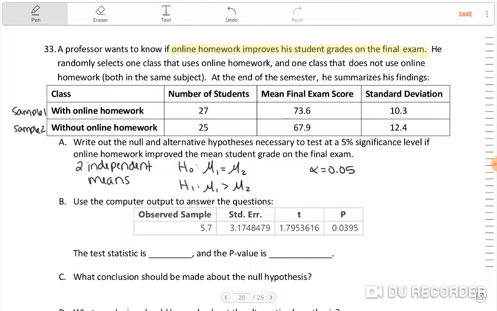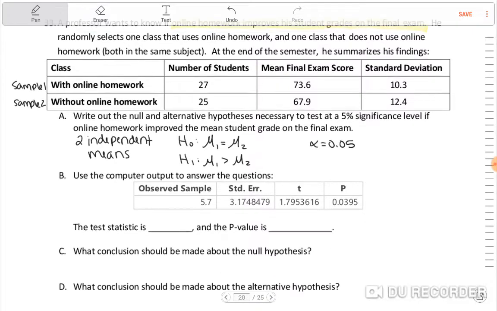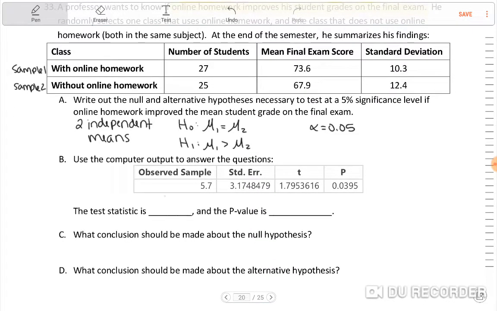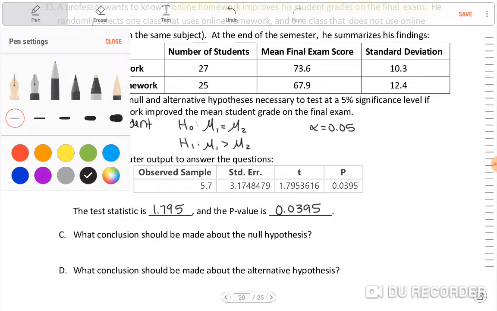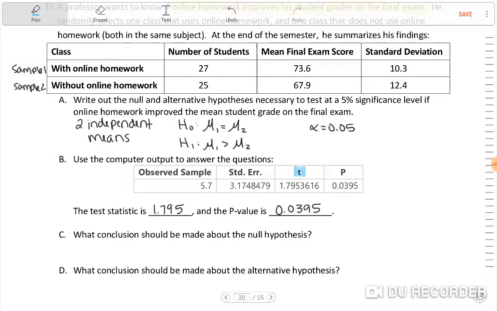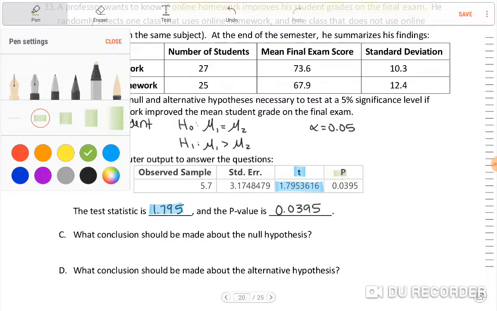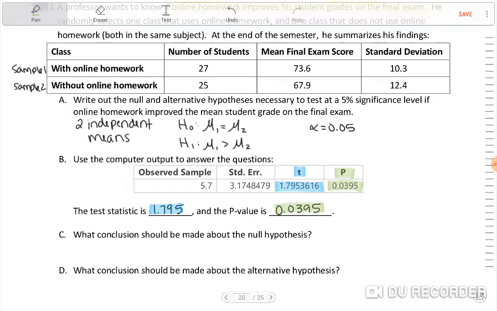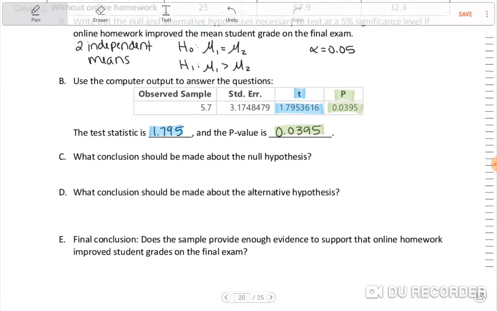Okay, now it says use the computer output to answer the questions. The test statistic is, well, that's going to be your t, and I'm going to put that as 1.795, and your p-value, which is 0.0395. Okay. Let's see, I did my test statistic there, and then my p-value there. Okay. What conclusion should be made about the null hypothesis?